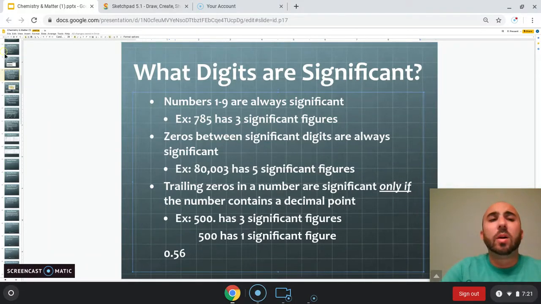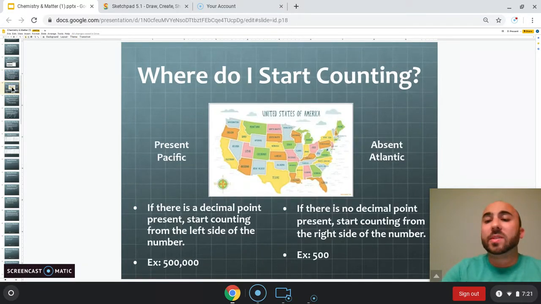So let's talk about the new method that you can use in order to figure out which digits are significant, and it's called the Pacific Atlantic method. So if you look at a map of the United States, and here's New York, and Long Island would be located somewhere down here. You can barely even see it. If you think about the ocean that's located on the East Coast, it's the Atlantic Ocean. That's the ocean that you swim in. And so we correlate the term Atlantic with the word absent. They both start with A.